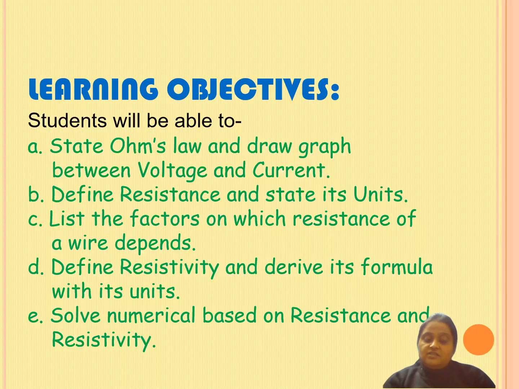So what are the learning objectives we are going to cover in this video? How will you state Ohm's law and the graph between voltage and current, and after finding out the resistance from the voltage-current graph, we will define it and see what the units of that resistance are. There are basically 4 factors which affect the value of resistance. What are those factors, and how does resistance depend on them? Then resistivity: what is resistivity, how will you find out the formula and the units as well. And then some numericals for you, and don't forget to solve and reply. So let's begin.